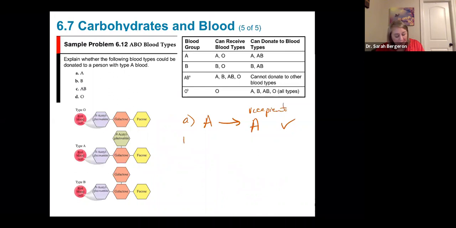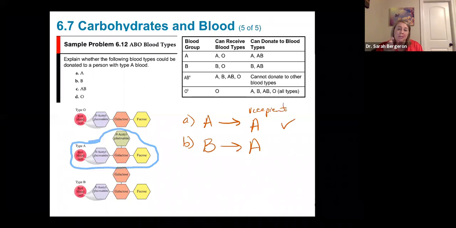How about B? We're going to donate from type B to type A. So here's my recipient right here. This is my type A person. They can receive from anyone who looks exactly like them or anyone who has one of those extra carbohydrates missing. Like if you have somebody who doesn't have this, they'll only have the 3, then that would be somebody who is type O. So you can only receive that way.